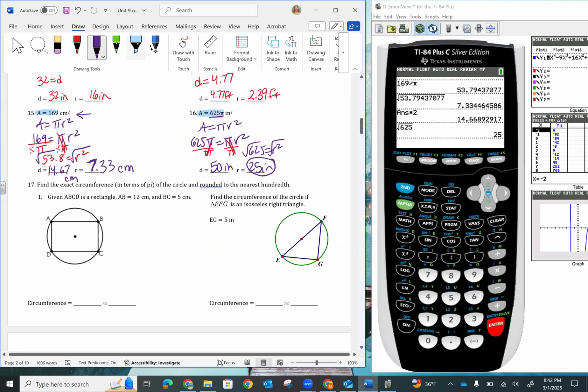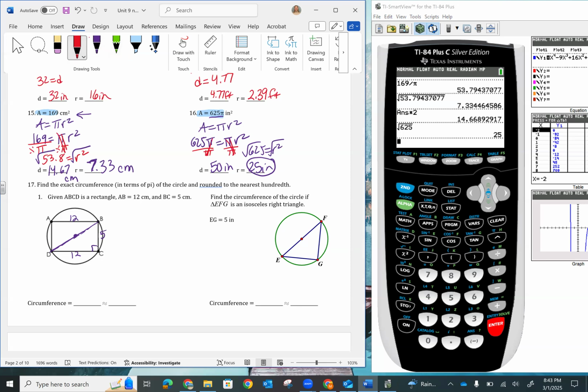We have a rectangle that's inscribed inside of a circle. Notice all four vertices of this rectangle are on the circle, and they tell you that AB is 12, so that these are both 12. And then BC is 5. And they said, hey, can you find the circumference? Well, we need the diameter. And so in this case, we can draw a diagonal of this rectangle, which will be the diameter of this circle. Okay, and so we can know from rectangle world that the corner is going to be 90 degrees.